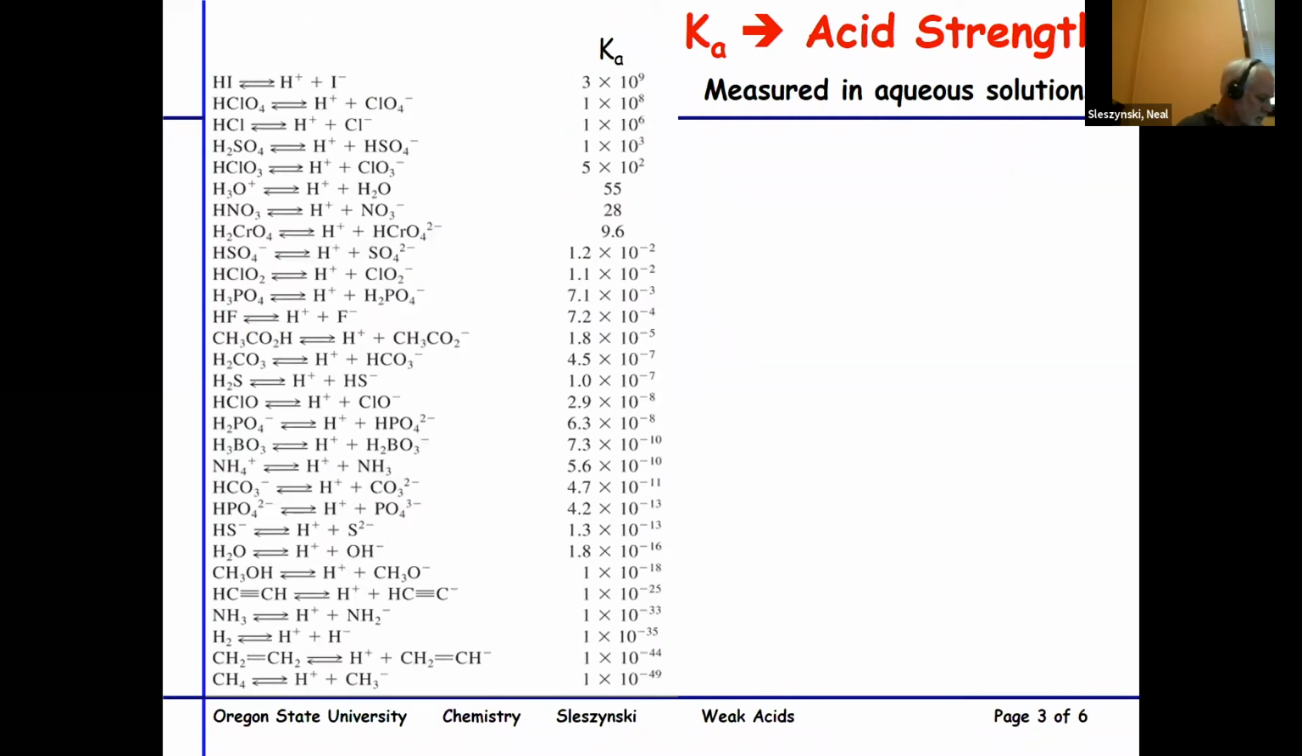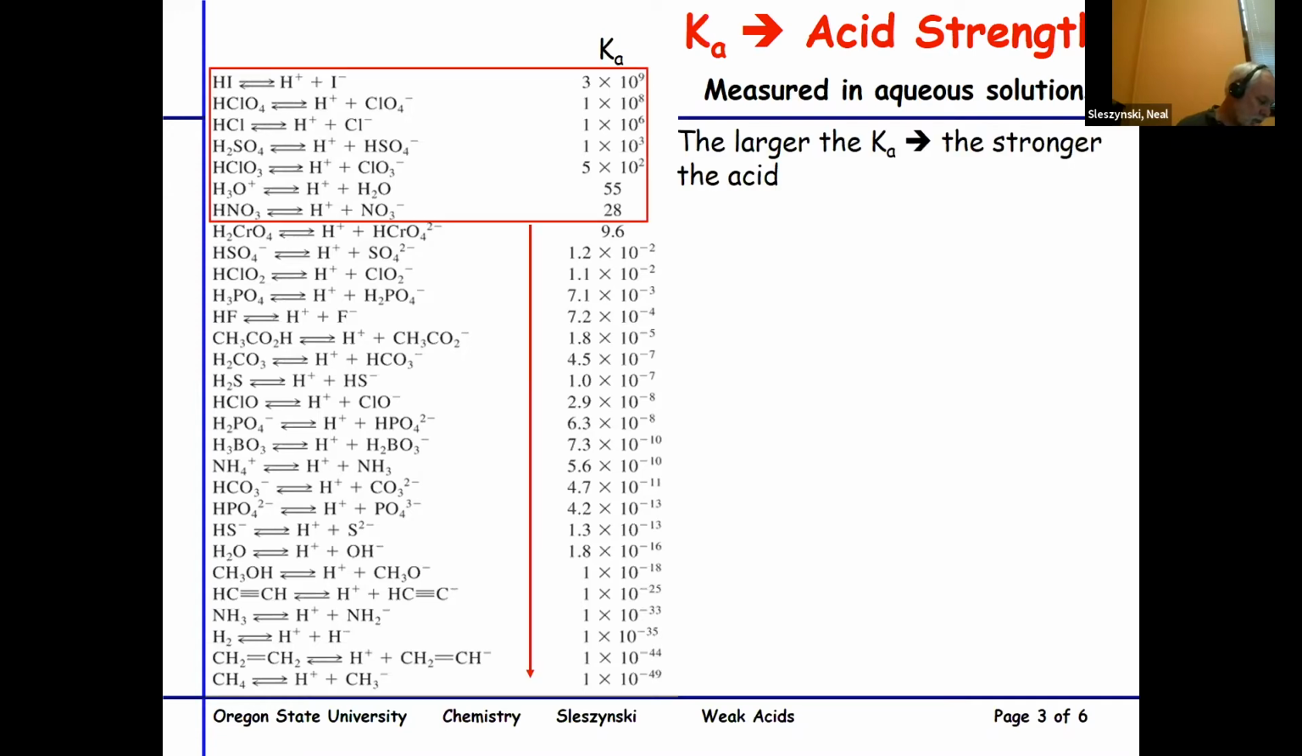Well, here's a chart of Ka strength for common acids. Of course, we're measuring these in aqueous solutions. If we decided to use a non-aqueous solvent, we would have an entirely different set of equilibrium constants. The larger the Ka is, the stronger the acid. And typically, what we define as strong acids are the ones that are shown in the red box. Everything with a Ka less than what we show in the box typically is defined as a weak acid.